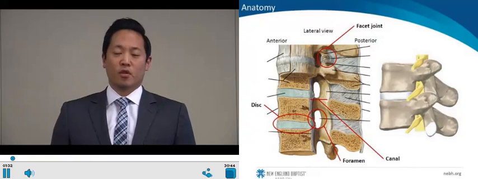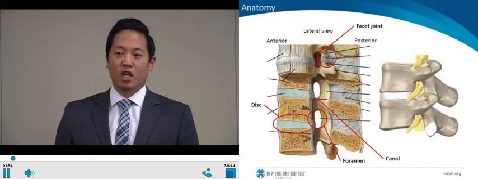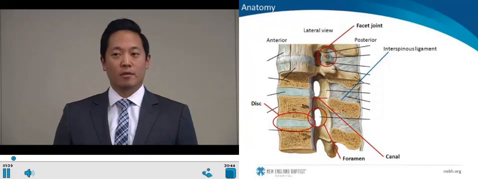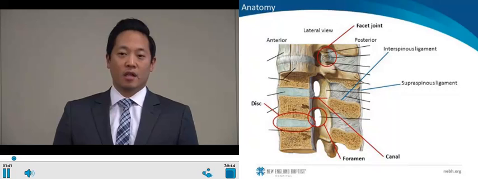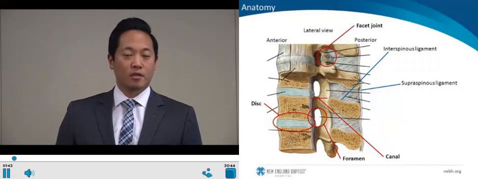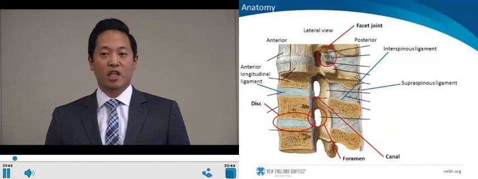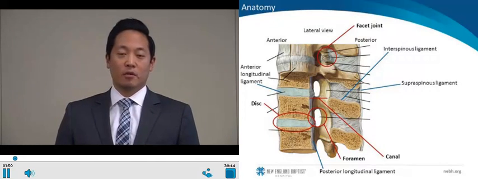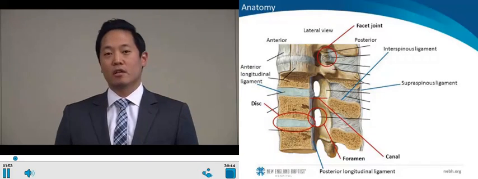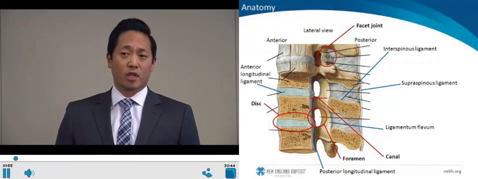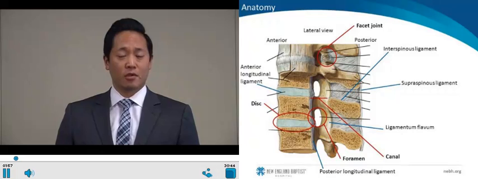It's also useful to point out the soft tissue structures in this diagram. You can see the interspinous ligament, the supraspinous ligament posteriorly along the right side there. You can see the anterior longitudinal ligament along the anterior surface of the vertebral bodies and the posterior longitudinal ligament along the posterior aspect. You can also see the ligamentum flavum along the posterior aspect of the spinal canal. This is a structure that is often hypertrophied during the degenerative process and can contribute to a number of symptoms for which patients will be candidates for surgery.